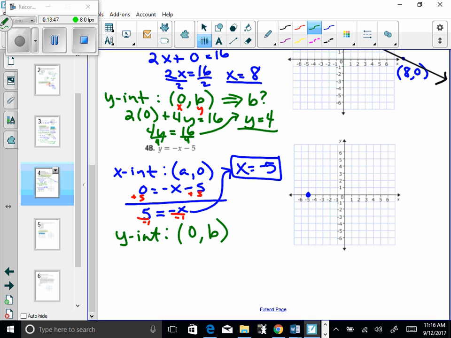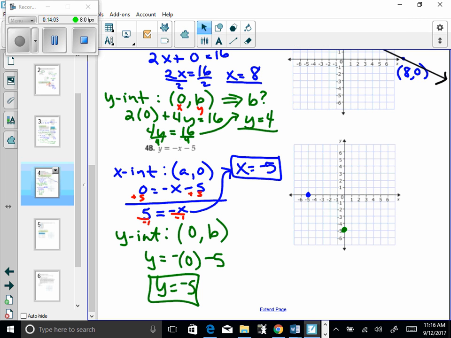And then for the y, I'm going to substitute 0 in for x. And that gives me y equals negative 5. So on the y-axis, I want a point at negative 5. And then we're ready to draw our line through the 2 points. So that's how you use the x and y intercept to graph a line.